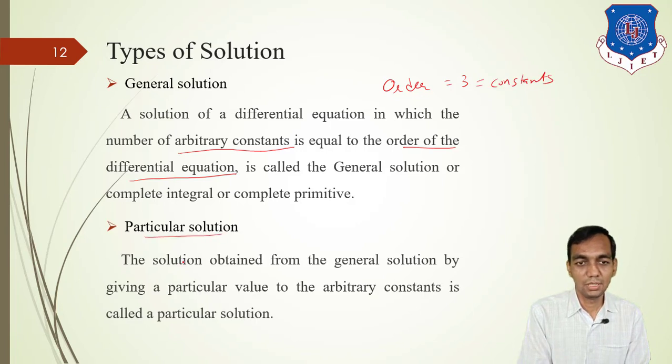Particular solution. A particular solution is basically obtained from the general solution. In the general solution, if you substitute some particular values of the arbitrary constants, then it is called a particular solution. This we are going to discuss in an example later on.